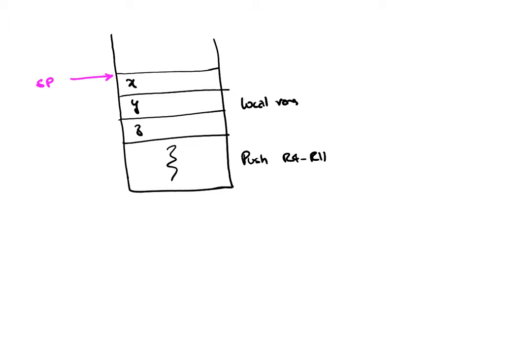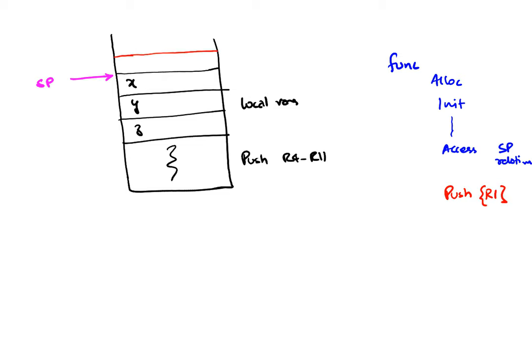So if you want to look at a template of our code, it looked like this. This is our function. We allocated here. We initialized here. And we're going to be accessing here, and accesses are all using the stack pointer relative addressing. But let's assume that I did a push somewhere here of some value. There was some register that I calculated, maybe it was register R1, let's say. I pushed it. So now I would have pushed a value here. So this is some temporary value that I've calculated.